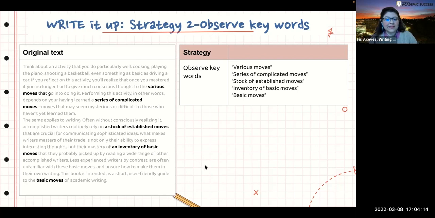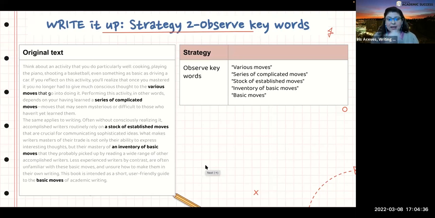And by observing the key words, you're going to see the words various moves, complicated moves, established moves, basic moves. Those things are going to repeat. So when you are reading your own articles, keep in mind that if you see that words are repeating, that's because that's the main purpose of that particular essay, right?